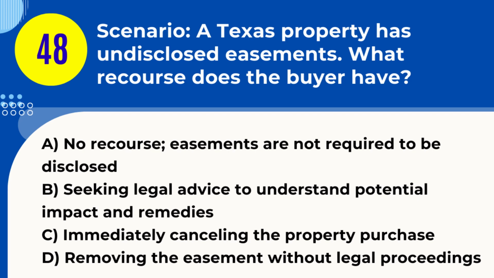Question 48. Scenario. A Texas property has undisclosed easements. What recourse does the buyer have? A. No recourse. Easements are not required to be disclosed. B. Seeking legal advice to understand potential impact and remedies. C. Immediately canceling the property purchase. D. Removing the easement without legal proceedings.